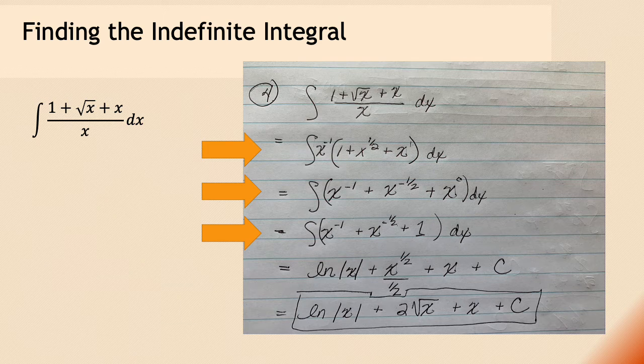Now on that first term, x to the minus 1, remember that is an exception. You cannot apply the reverse power rule to that. The antiderivative of x to the minus 1 is the natural log of x. And for the other two, you can apply the reverse power rule and simplify to get the final answer.